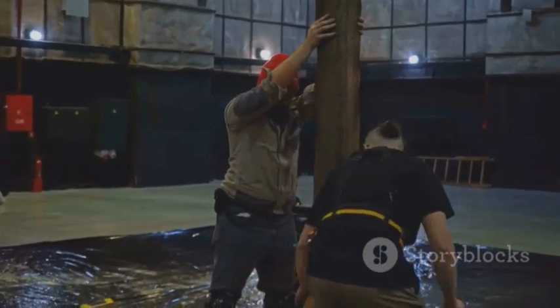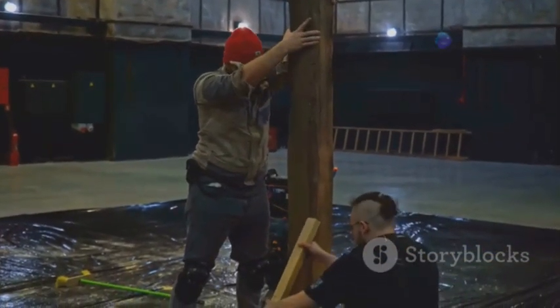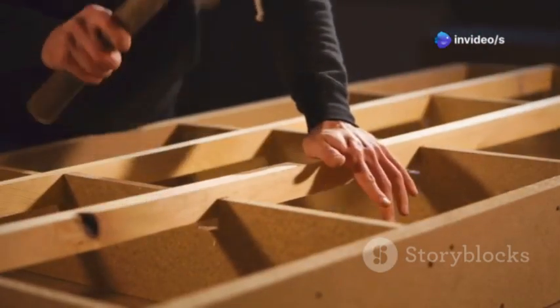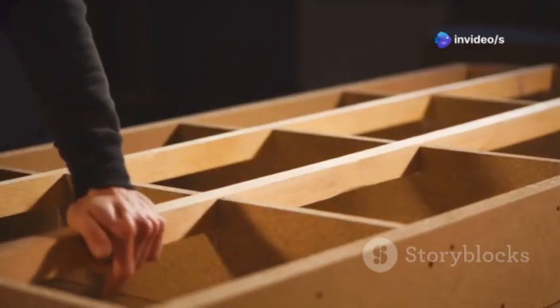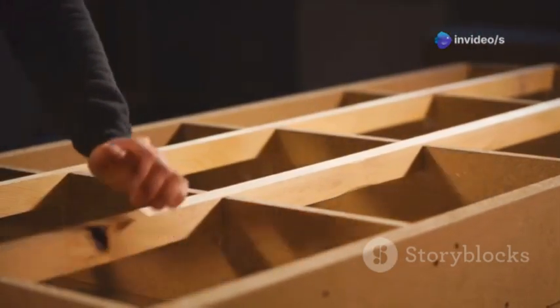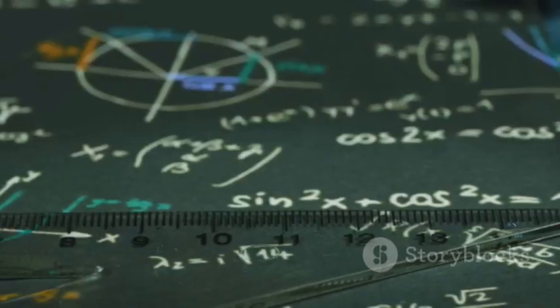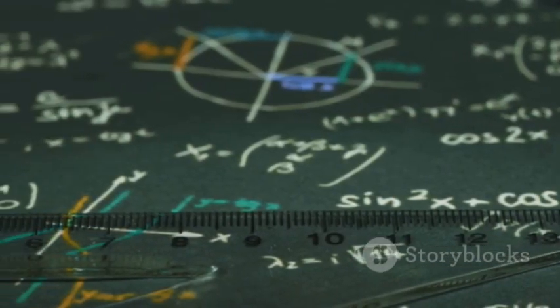Imagine a simple beam, like a plank of wood, supported at its ends. When a load is applied to the beam, like a heavy box placed on top, internal forces develop within the beam to resist the load and maintain its shape. Shear force and bending moment are two of these internal forces.